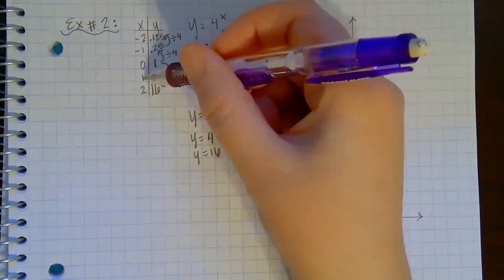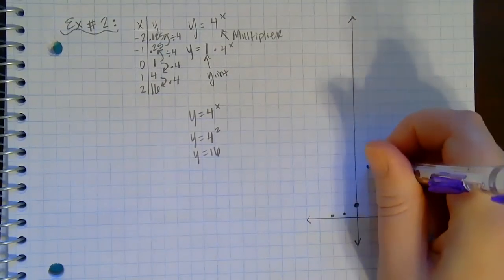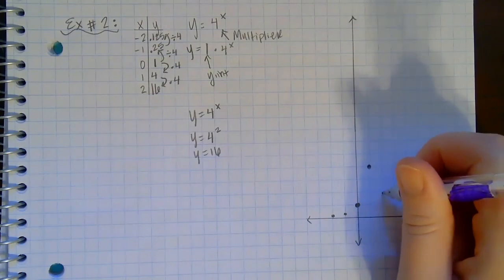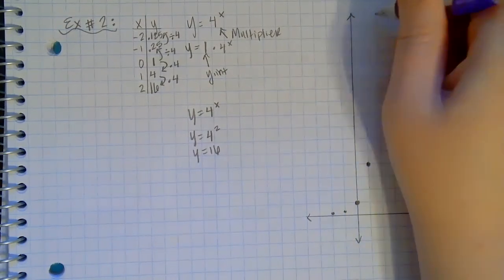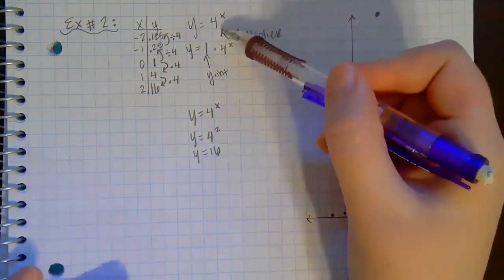And then I have 1, 4. So right 1 up 4. And I have 2, 16. Right 2, 2, 4, 6, 8, 10, 16, all the way up here. So this is an even steeper J-curve, which makes sense because the multiplier is bigger.